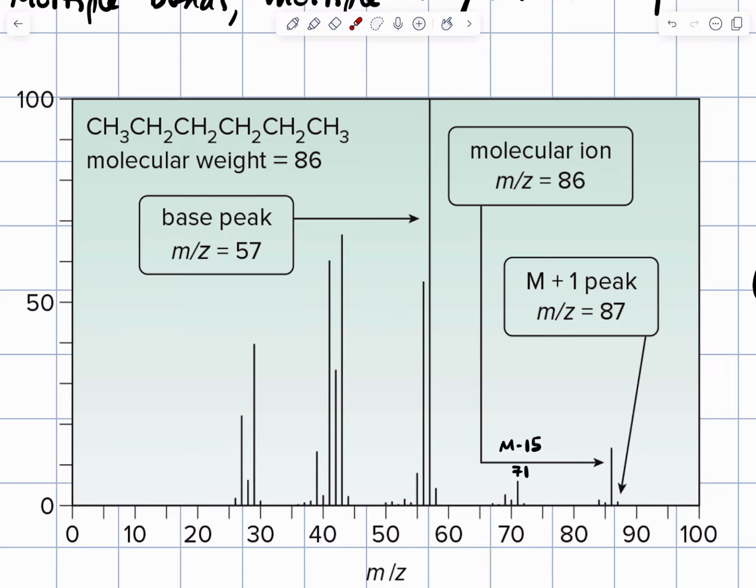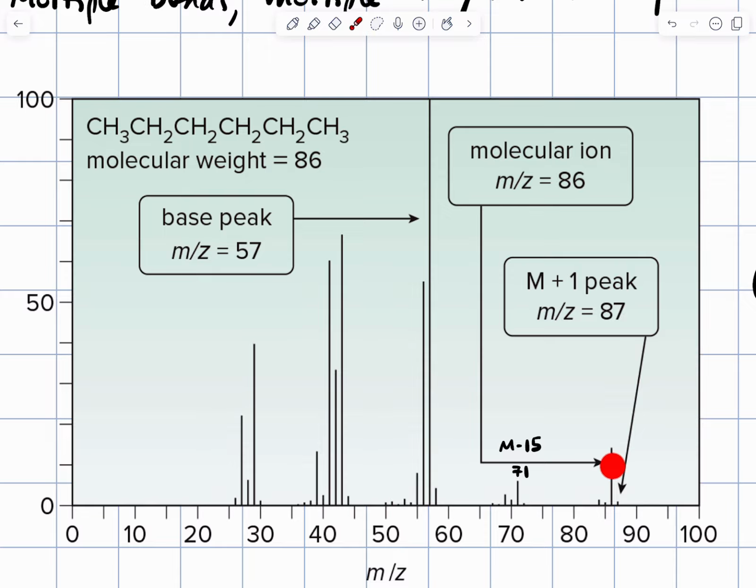So the molecular weight for hexane is 86. And you can see that peak here, the molecular ion peak. You can see the +1 isotope, the +1 neutron peak. And then you can see a couple of fragments. But interestingly, this molecular ion peak of 86 is not the most abundant peak.